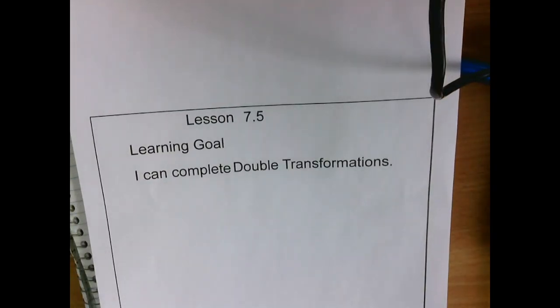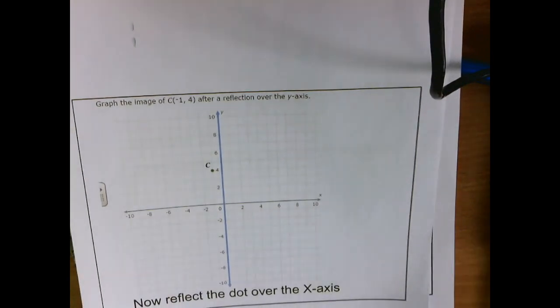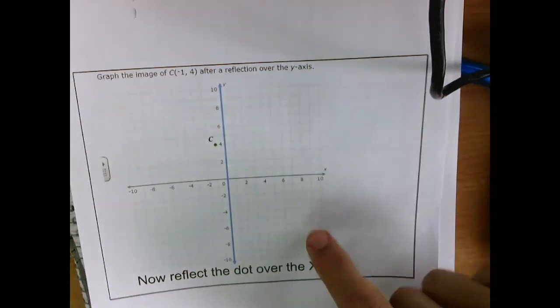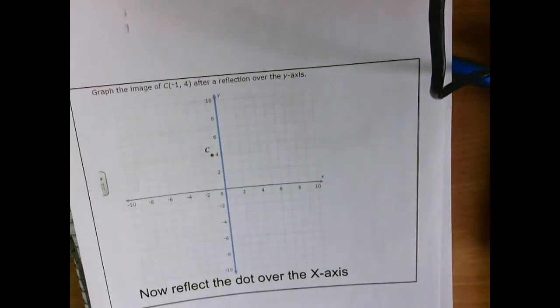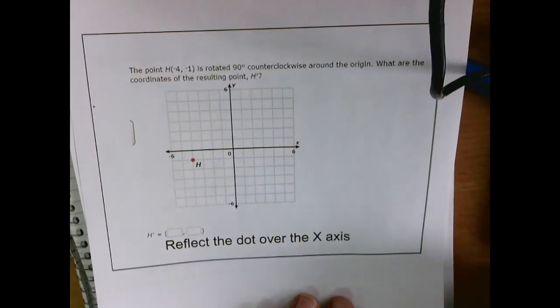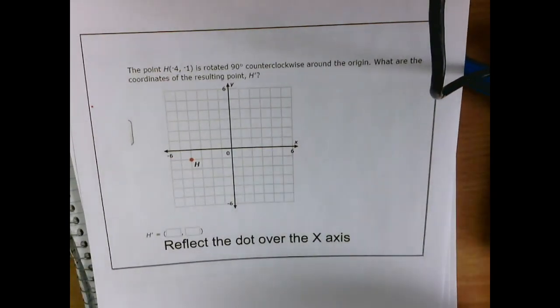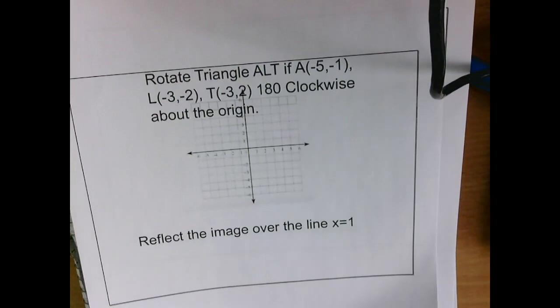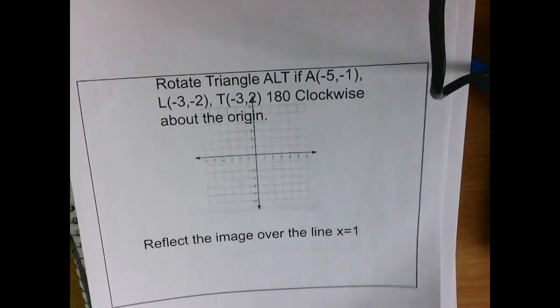It's going to be on double transformations. So we're going to take transformations, like this one here, and we're going to do one move, and then we're going to do another move after that. So we're going to reflect, and then reflect again, or we might even rotate and then reflect, or we might take a triangle, move it clockwise, and then we're going to reflect it. So there'll be some things that we're doing today.